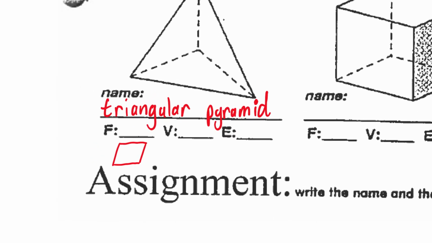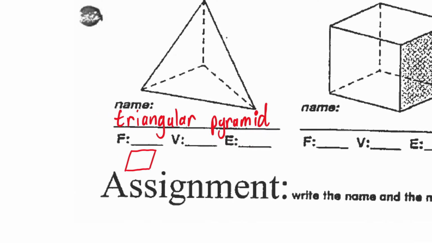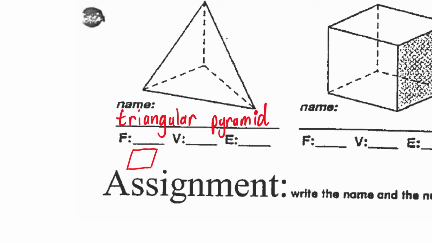Okay, so V stands for vertices, or that's just the plural of the word vertex. Where's a vertex at? Okay, a vertex is where two lines meet up. In other words, it's where there's a single point. Okay? And then where's an edge? Okay, it's a line. It's where two planes meet up.